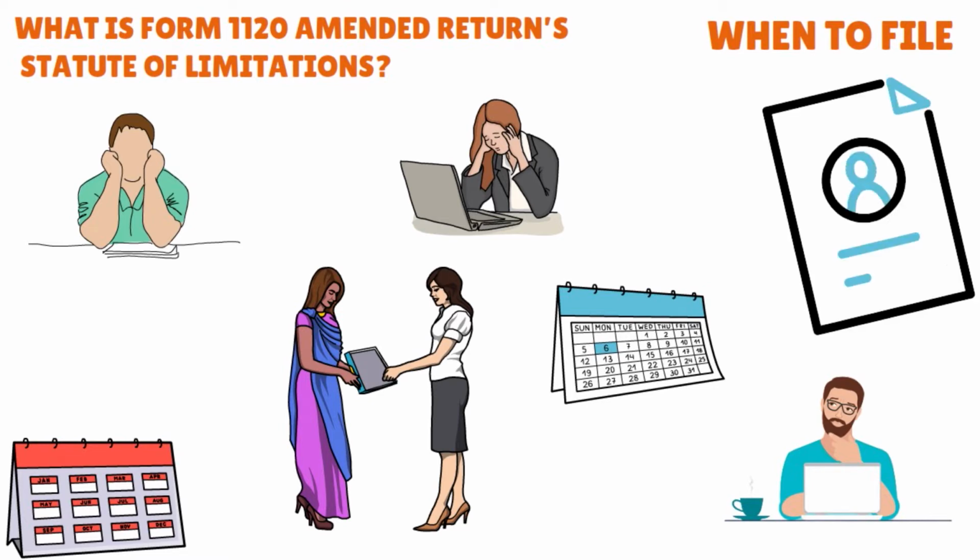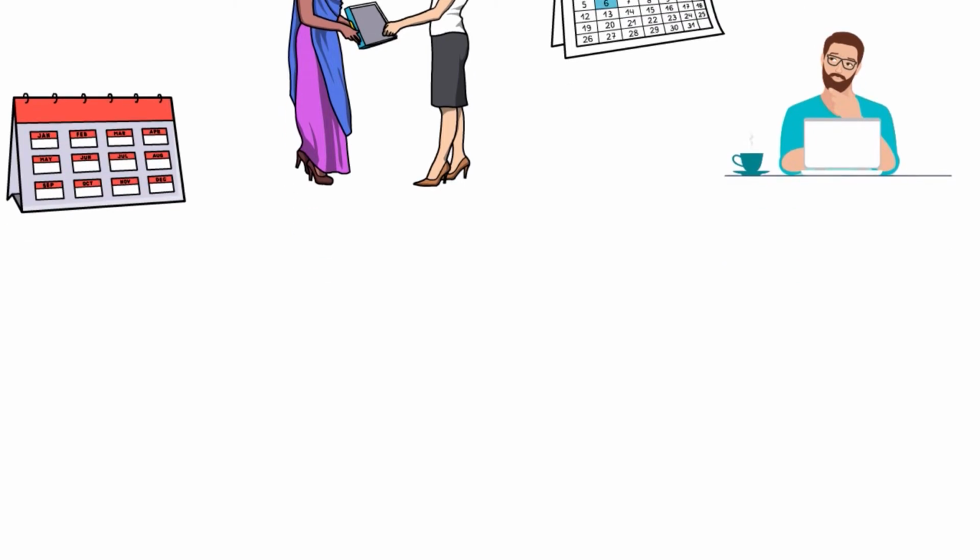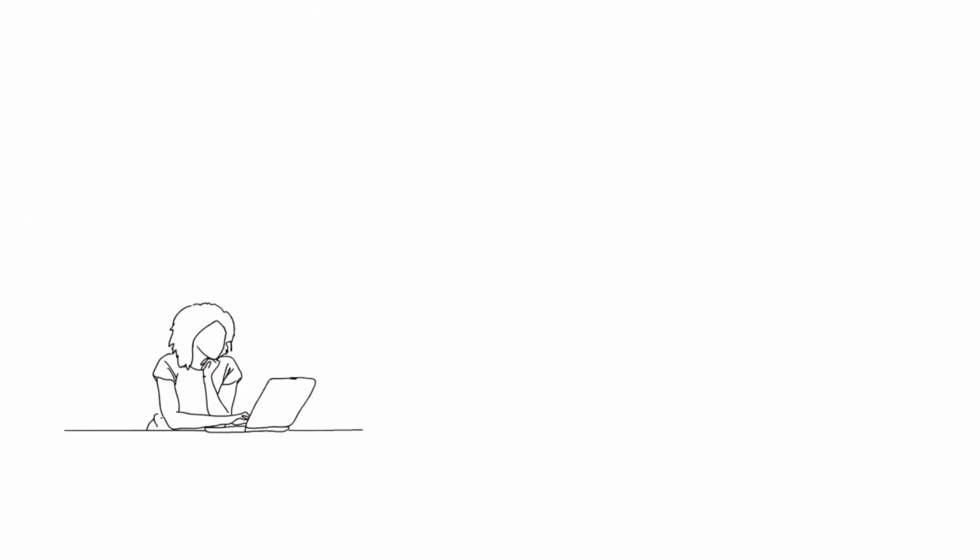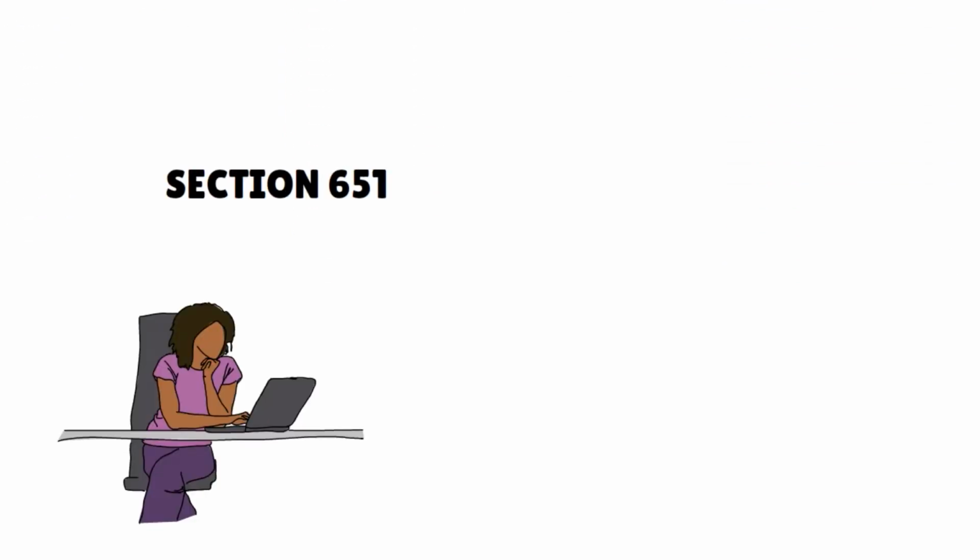Okay, a Form 1120X based on a bad debt or worthless security must be filed within 7 years after the due date of the return for the tax year in which the debt or security became worthless. All right, so if you need more info about this, you want to check out Section 6511 for more details and other special rules.